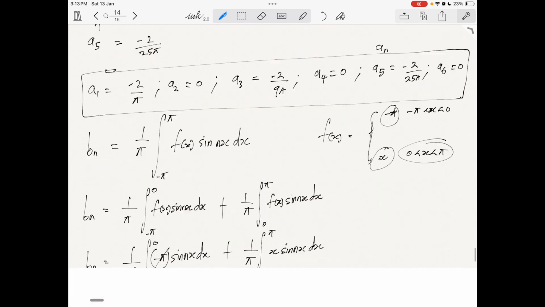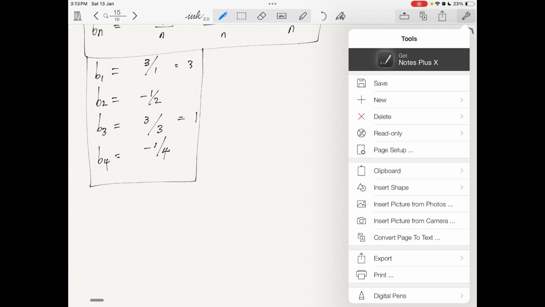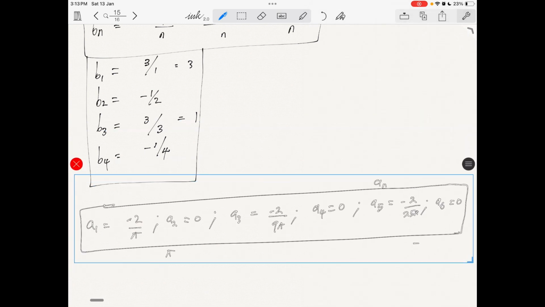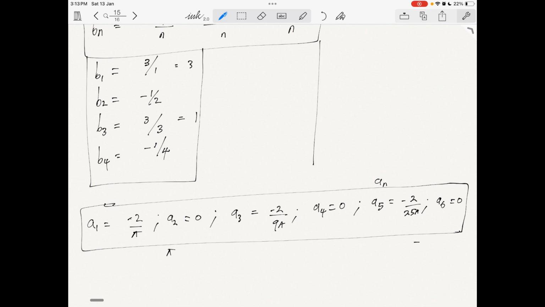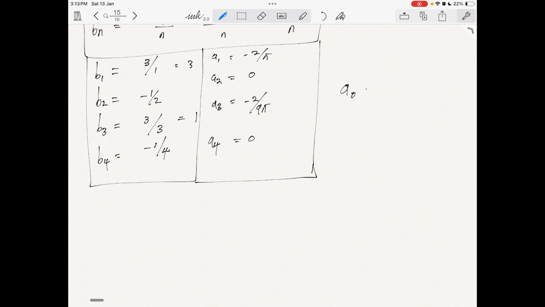Let's copy and let's paste. So we can write our an up to a4. So a1 is equals to minus 2 over pi, a2 is equals to 0, a3 is minus 2 over 9 pi, and a4 is equals to 0. You can just do up to a4. Now let's delete this, and we call also that our a naught is minus pi over 2.